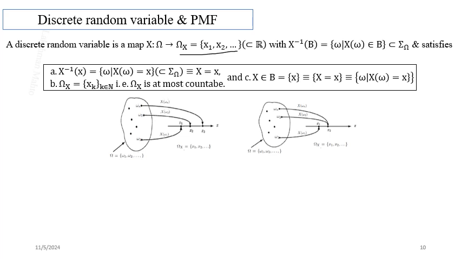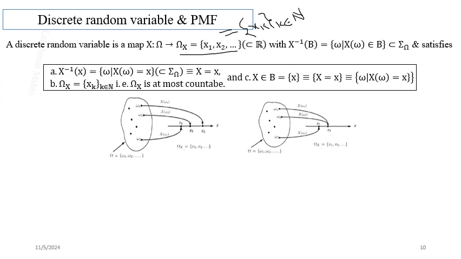That means we are able to write omega X as a sequence of real numbers. Here a small x_i denotes a real number. So omega X is actually a sequence of real numbers, which we write as x_k, where k varies from 1 to infinity. K is a natural number, k belongs to the set of natural numbers N. Then we say that the corresponding random variable is a discrete random variable.